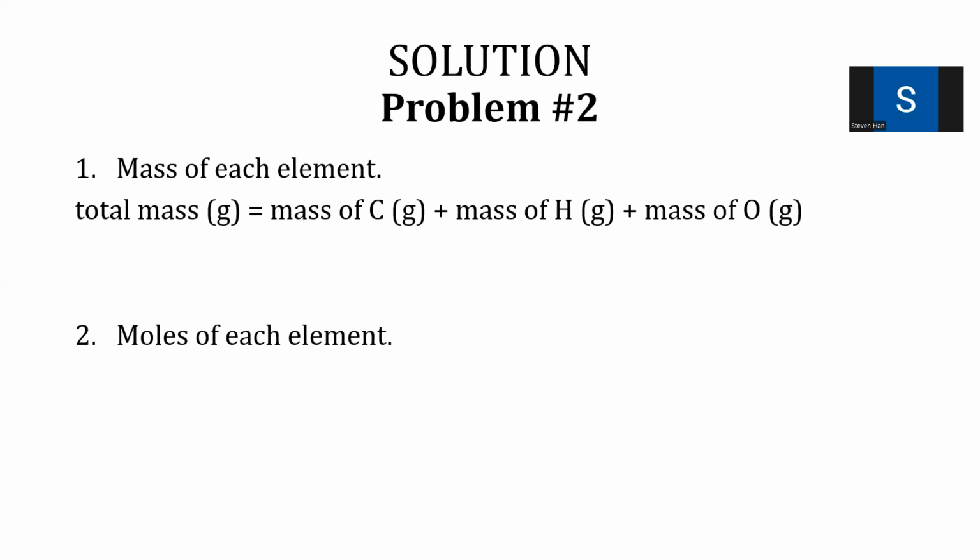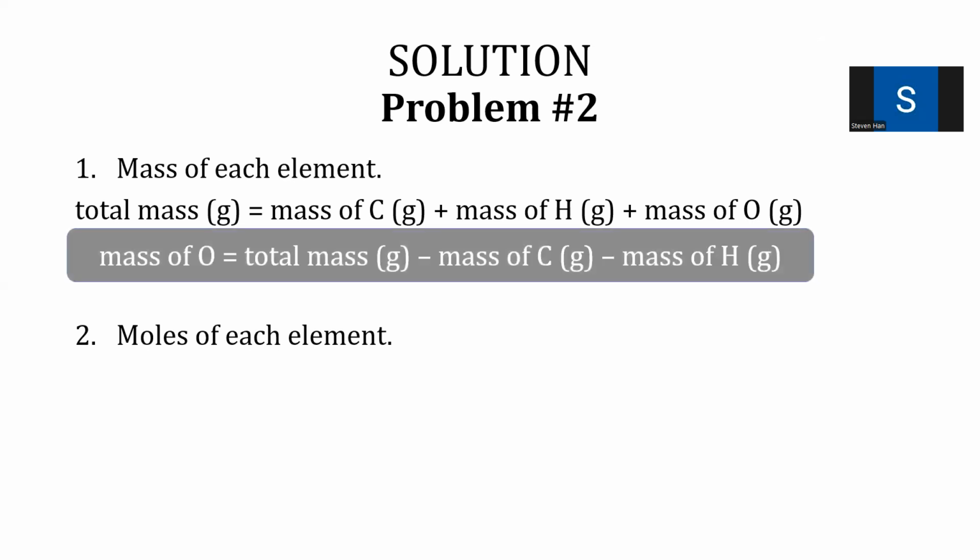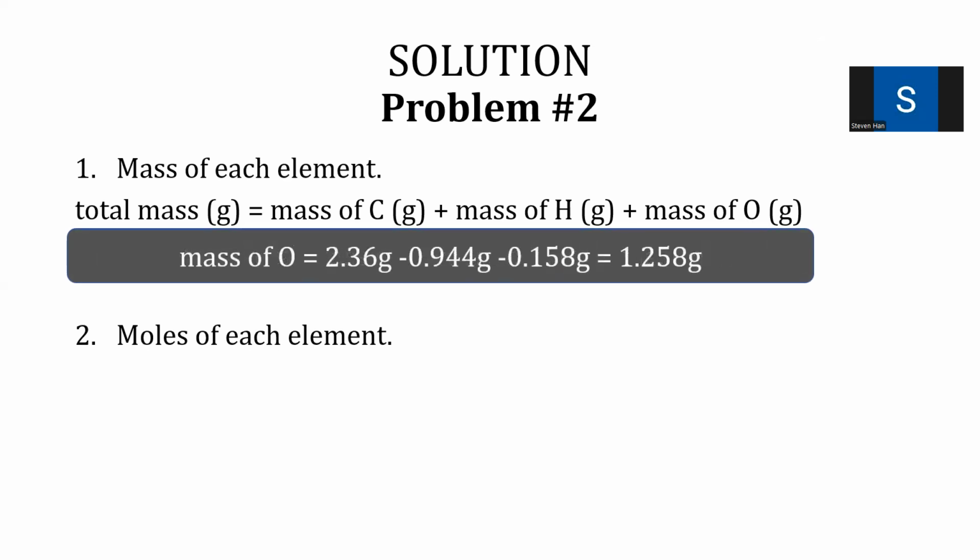First, we need the mass of oxygen because the substance contains carbon, hydrogen, and oxygen atoms. Since the total mass of the compound equals the sum of masses of carbon, hydrogen, and oxygen atoms, the result is that there are 1.258 grams of oxygen present.